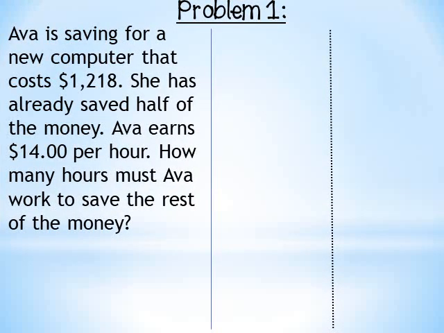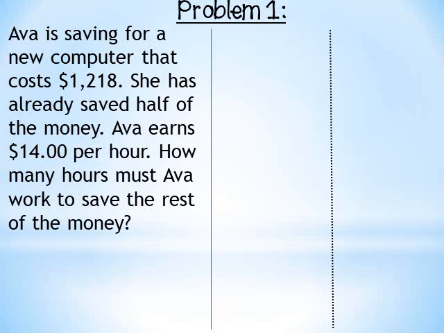Let's start with problem 1. Ava is saving for a new computer that costs $1,218. She has already saved half of the money. Ava earns $14 per hour. How many hours must Ava work to save the rest of the money?